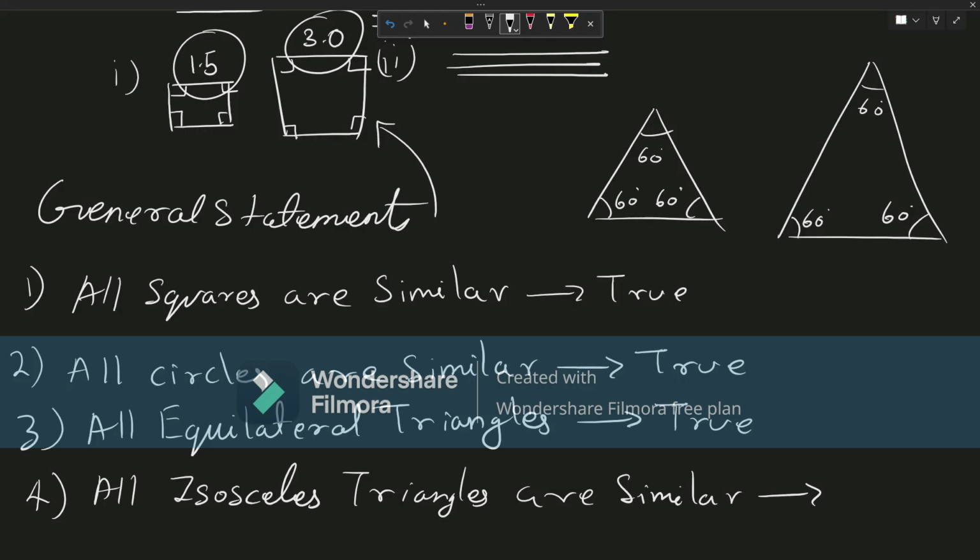If you're saying it is true, then you're wrong. But if you're saying it is false, then you're completely right. That means you have understood the flow, you understood your concept. Okay. Because in isosceles triangles, remember, the two sides are equal and the third side is different, right? And the angles will also be different.